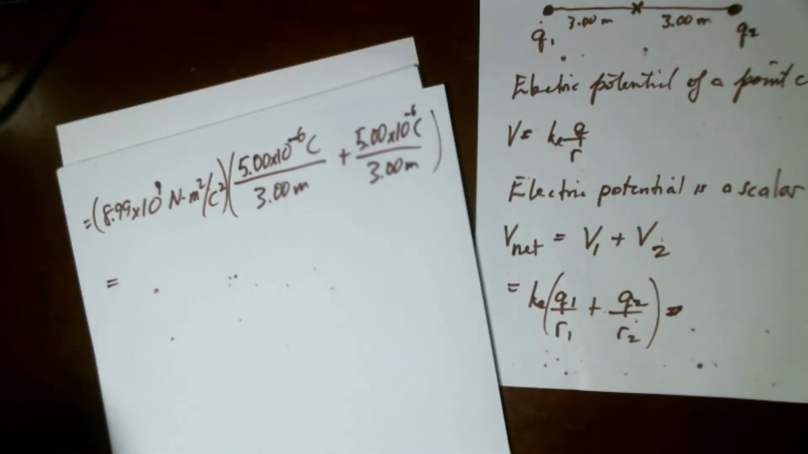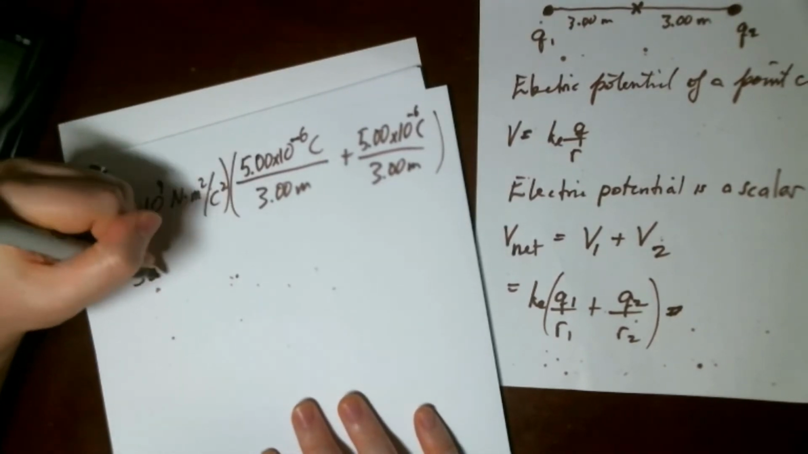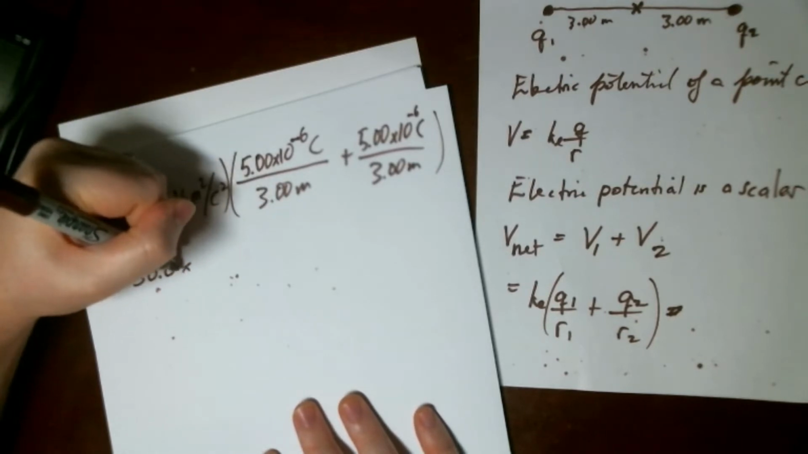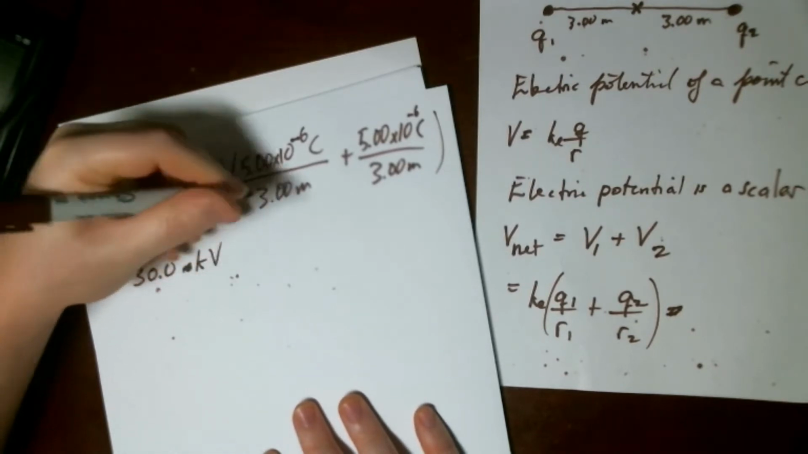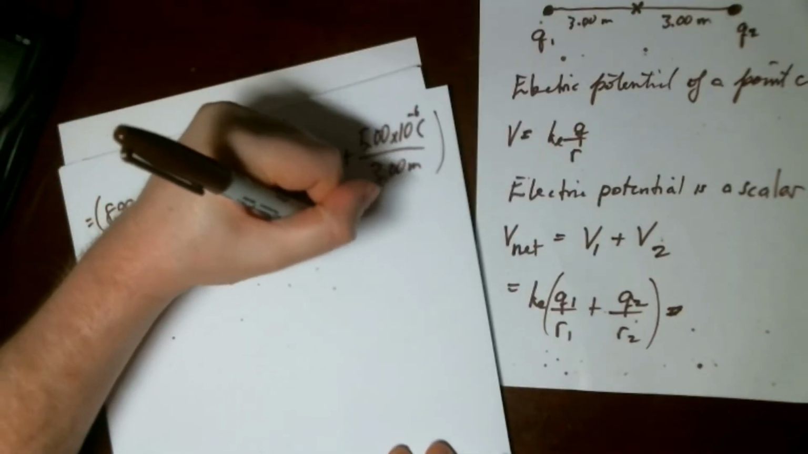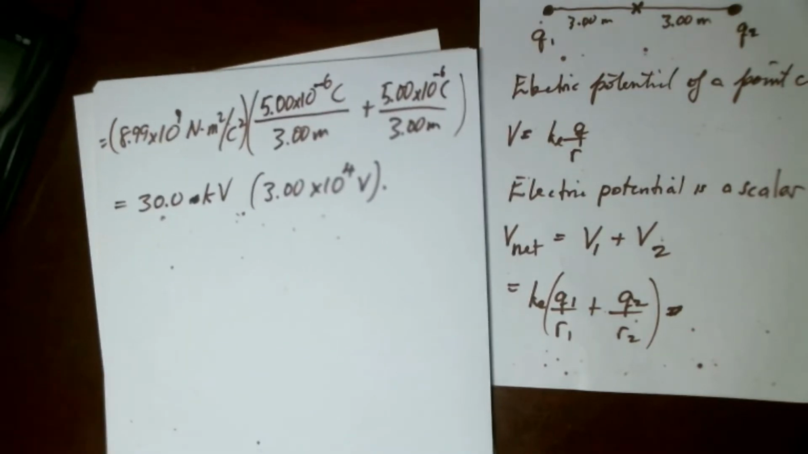So the electric potential between them is going to be about 30,000 volts. So that's a pretty strong potential.